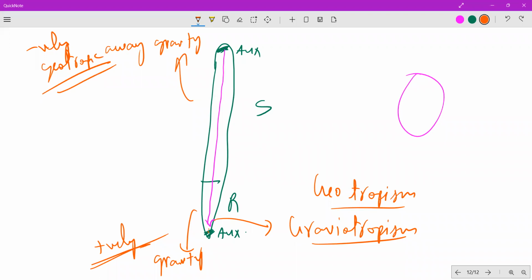Why? Who controls this? Who controls the sensation towards gravity in the plant? This is also one of the functions of auxins. Auxins are also involved in gravitropism. So auxins have a very important role.